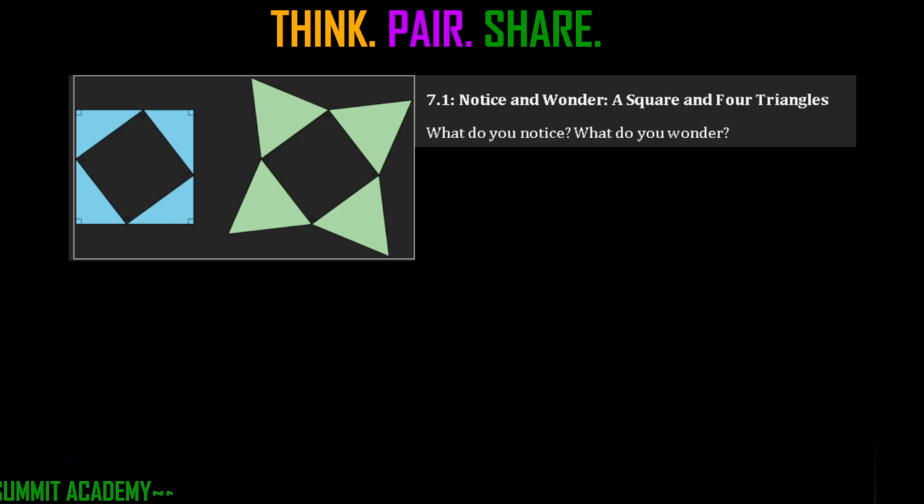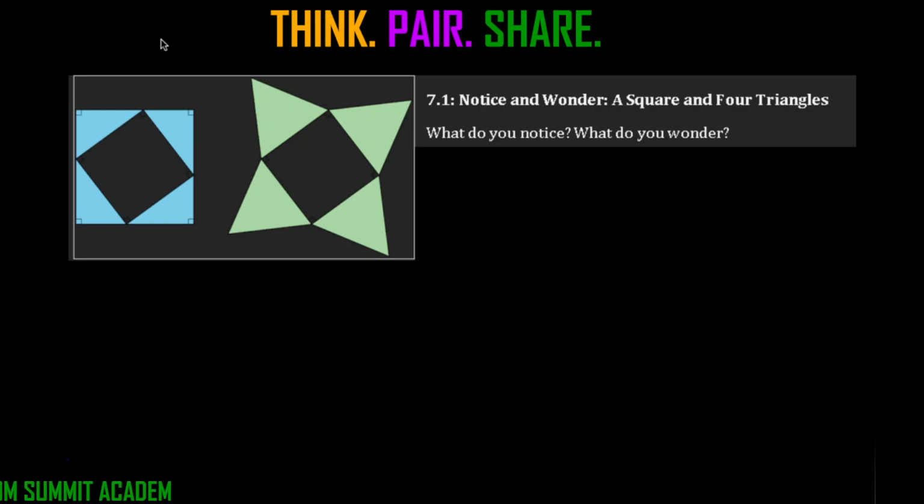And in this video, working on unit number 8, still talking about those areas and side lengths. On the first part, what I want you to do is think, pair, and share. So work with your partner on this one. It says notice and wonder. It has a square and 4 triangles. What do you notice and what do you wonder about these pictures?